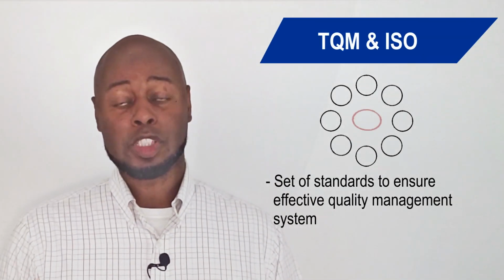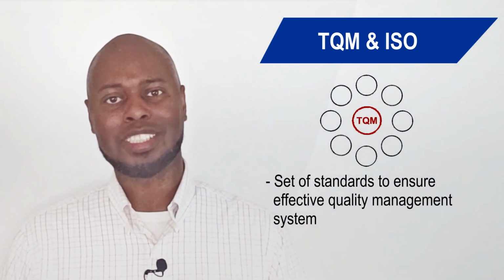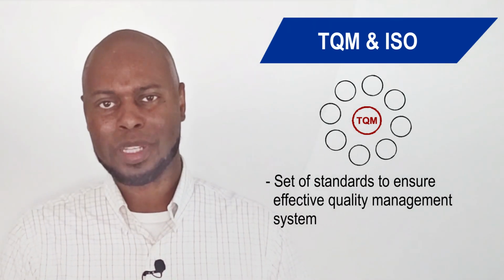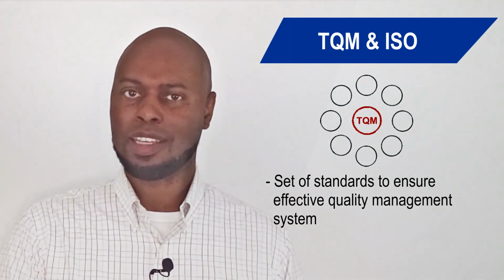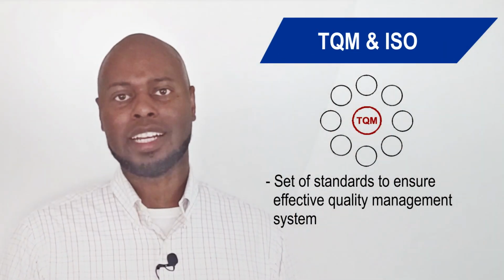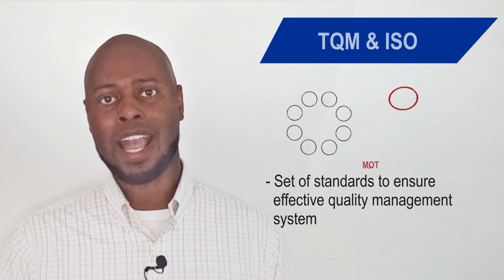When we talk TQM and ISO, these are both things that were very popular in the 1980s. TQM is Total Quality Management, and ISO is the International Organization of Standardization, which is a little bit of a paradox because it's called ISO, but the name of the organization would technically be IOS. Anyway, these methods, especially ISO, provide a set of standards that help you develop and run a highly effective and highly efficient quality management system.